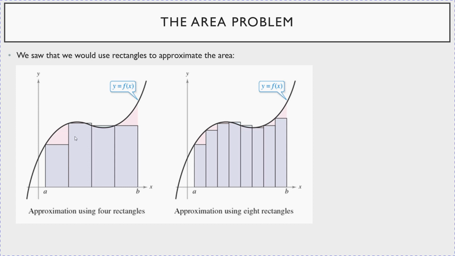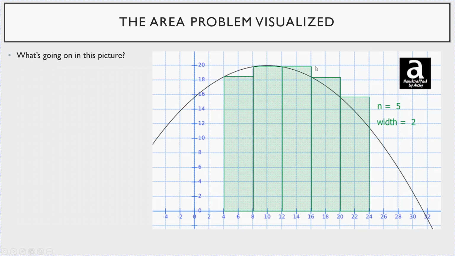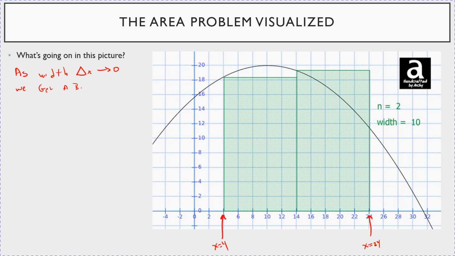So let me show you, here you can see visually, all right? So I want to find the area between x is equal to 4 and x is equal to 24, under the curve and above the x-axis, okay? So what's going on here? If I start with 1 rectangle, then 2, then 5, then 10, then 20, you can see as I increase the number of rectangles, I get a better and better approximation of the area underneath, okay? So if you look what's going on here, as I said, the width goes to 0. As width, which is delta x, goes to 0, all right, we get a better picture of the area under the curve.